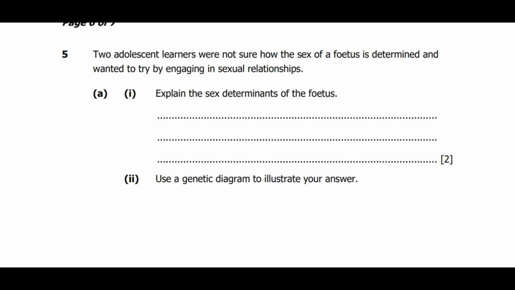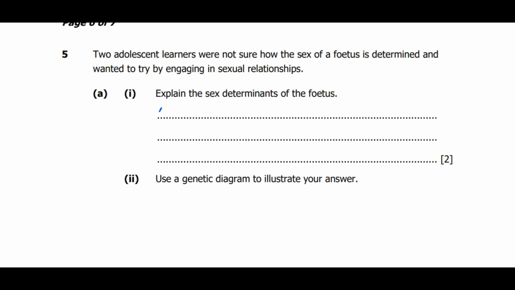Two adolescent learners were not sure how the sex of a fetus is determined and wanted to try by engaging in sexual relationships. A1, explain the sex determinants of the fetus. So we just want to look at how do we determine that we are going to have a man or a woman. The sex determinant for a human being are just the 2 chromosomes, which is the X and Y chromosomes. So these are the 2 important chromosomes that determine the sex.